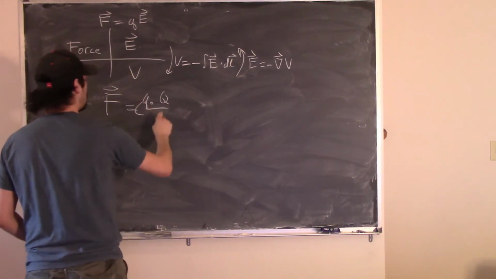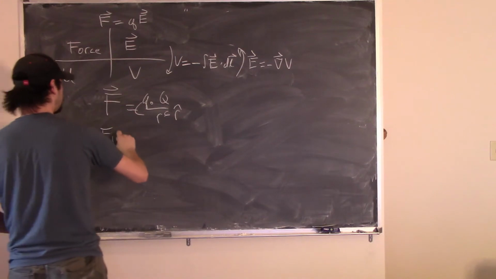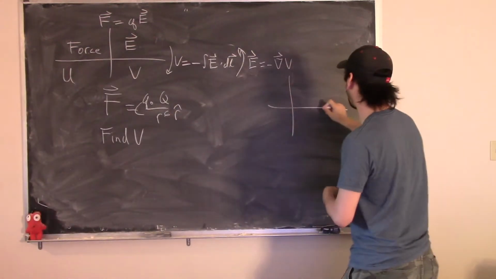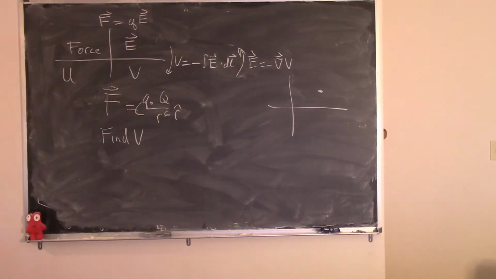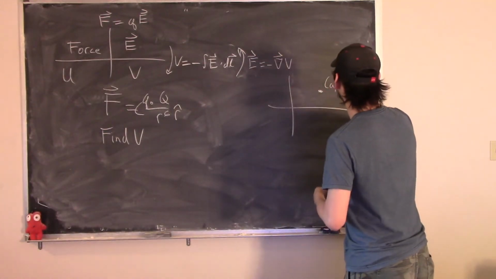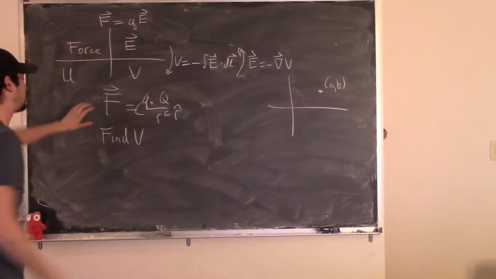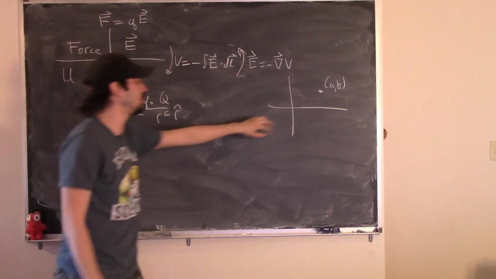So this is C over r to the 6th, r hat. And we want to find what V is at a particular point. We want to find V in general if the charge is actually moved to the point (a, b). So this is moved to the point (a, b). The way this function is written here for the force, that's assuming that one of these charges is going to be at the origin.